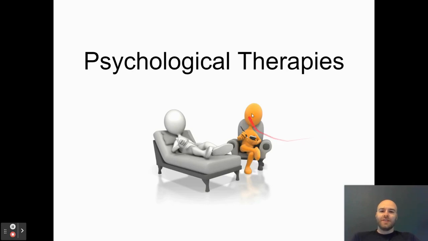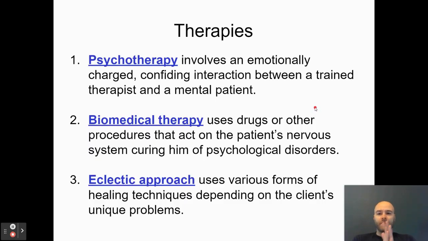We are moving on to the psychological therapies part of our mental disorders and therapies unit. We're almost finished up. We've gone over 30 different types of psychological disorders, and now we're going to get into the various ways that they try to treat those disorders to improve people's lives. So, the therapies that we're going to focus on.